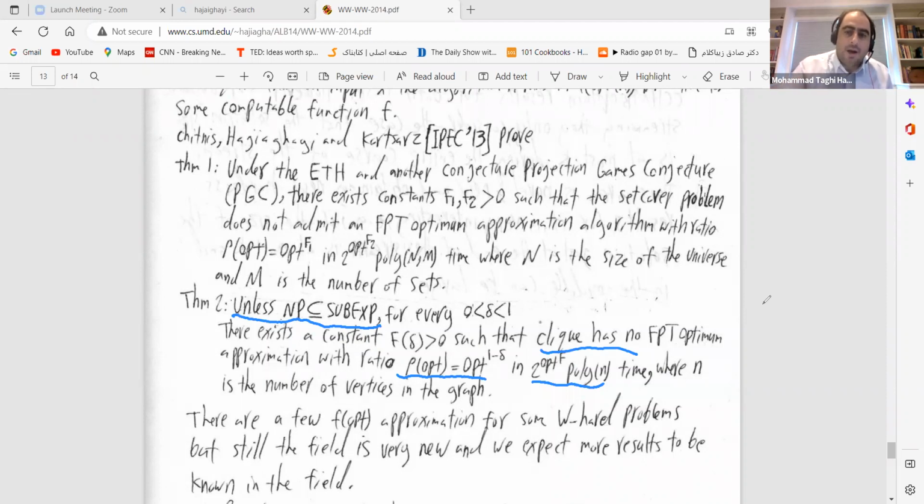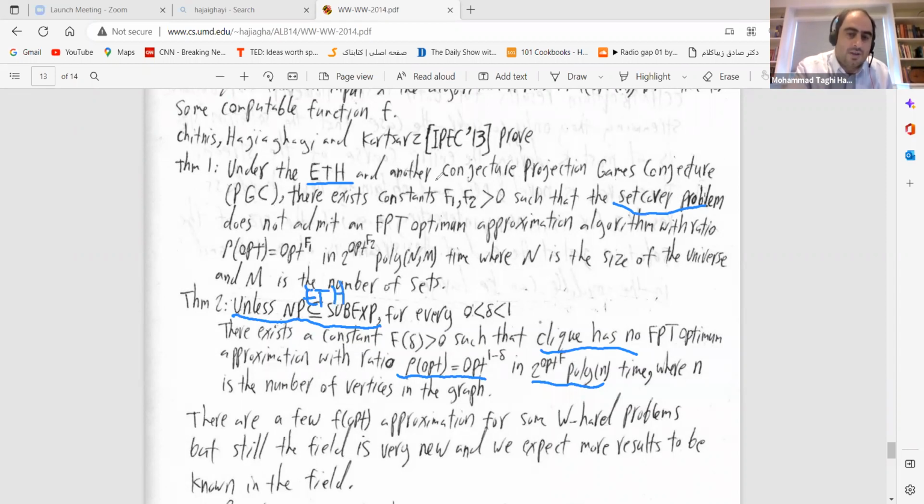Similar results can be obtained, and we obtained them, for these problems, like exactly similar results for dominating set. So this was essentially for clique. For set cover and dominating set, you can get the same result, again under ETH. So this was ETH.